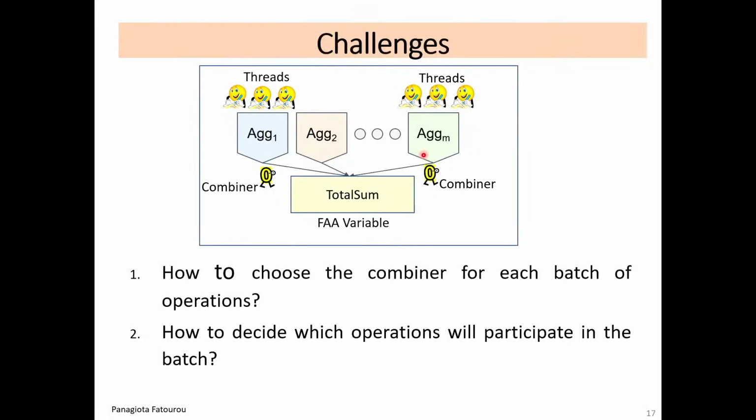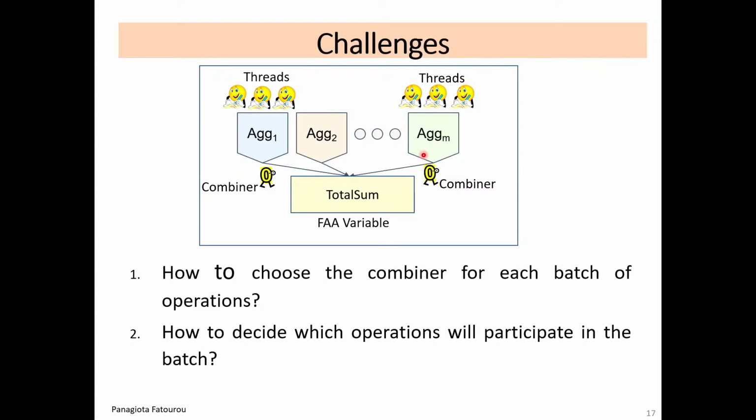So the aggregator has a lot of batches of operations, and the combiner has at some point to stop waiting for threads to arrive. It has to close the currently active batch and initiate another batch, so that if the threads come again, they are going to go to the next batch, right? And this way, we ensure progress.